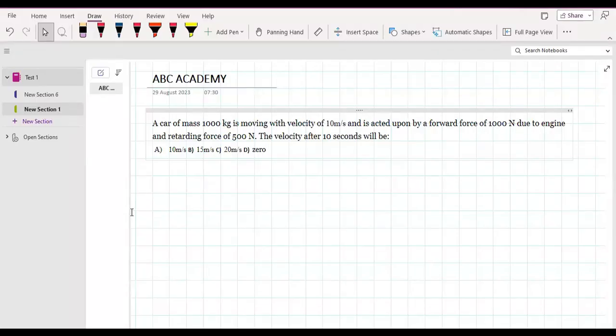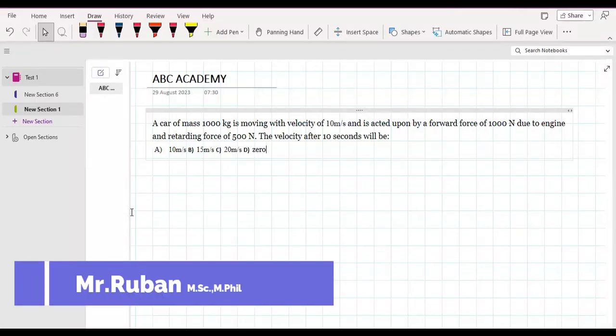Hello everyone. இன்னைக்கு நம்ம linear momentum and Newton's law பேஸ் பண்ணியான ப்ராப்ளம்ஸ் பார்க்கலாம். So இங்க ஒரு ப்ராப்ளம் இருக்கு.